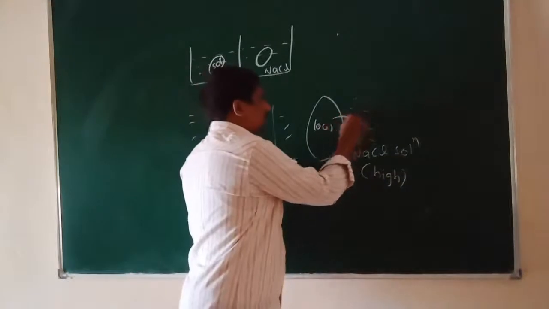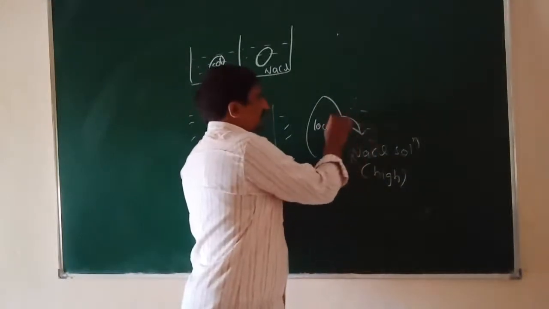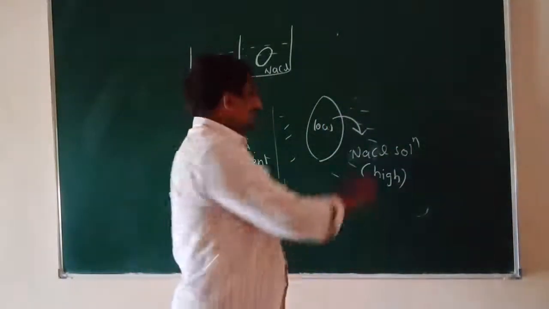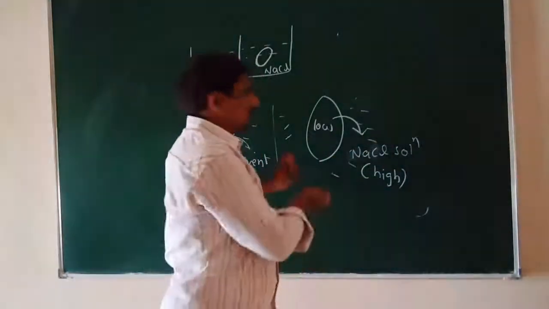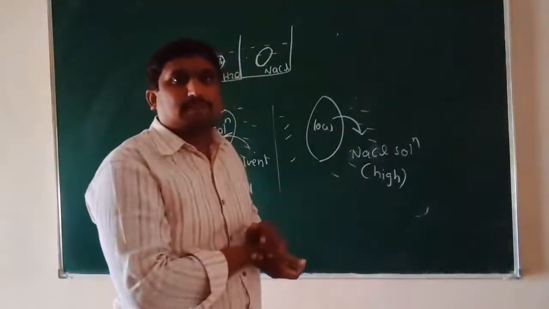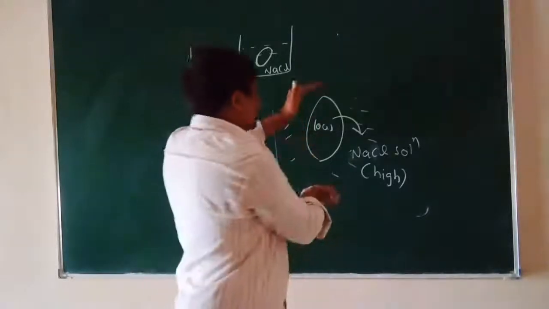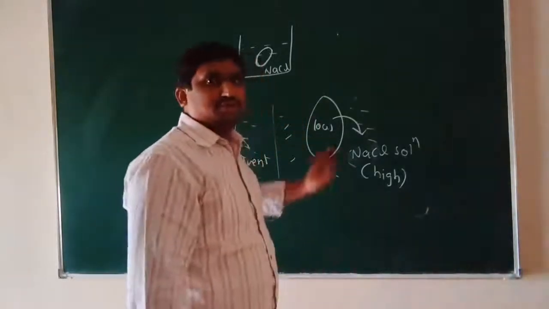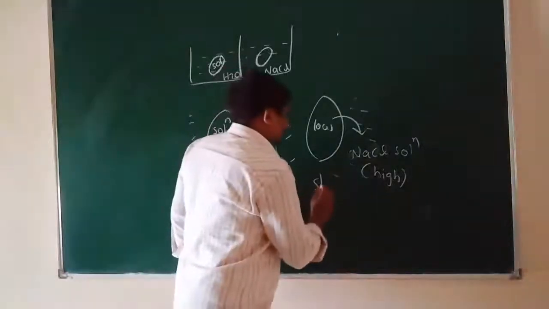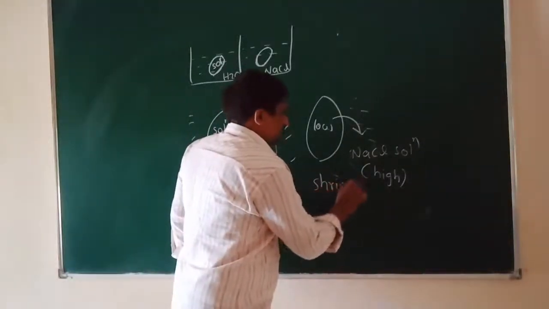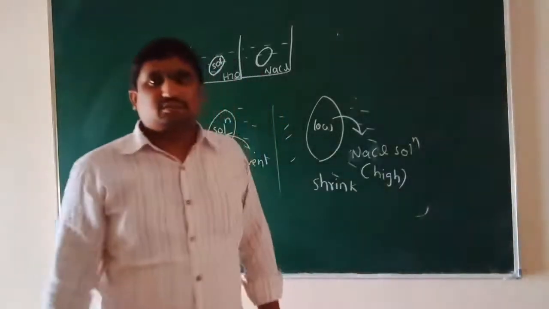Hence all the liquid molecules which are present inside the egg come outside. That's why the size of the egg we have kept in the salt solution is decreasing. That phenomenon we have to call shrinking.